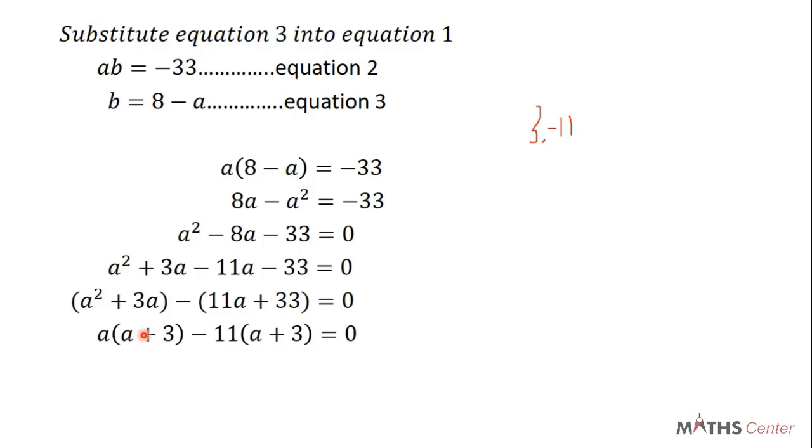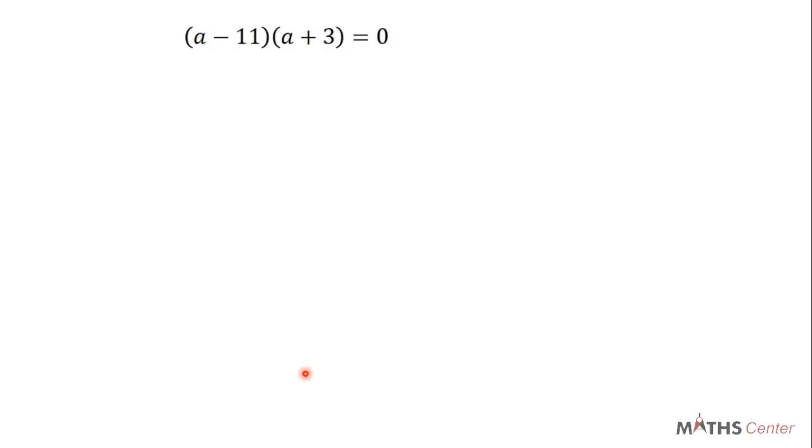Okay, so we go ahead and factorize. We are going to get A into bracket A plus 3, then minus 11 into bracket A plus 3 is equal to 0. When you factorize this, you are going to get A minus 11 in one bracket, then A plus 3 in the other bracket. Okay, so how do we find A? We know that A minus 11 in one bracket, A plus 3 in another bracket is equal to 0.